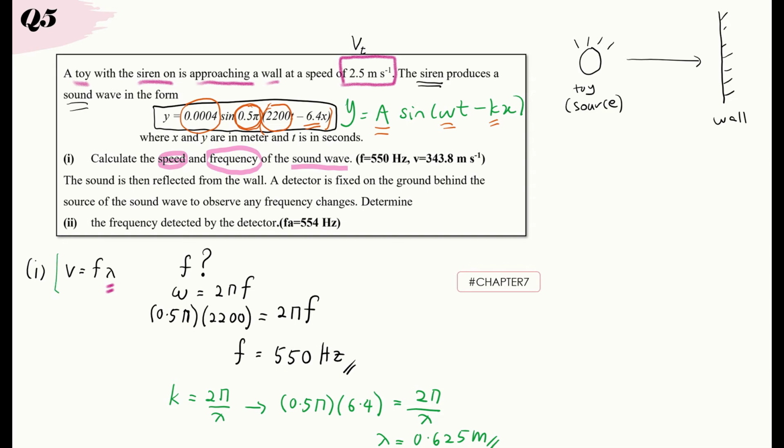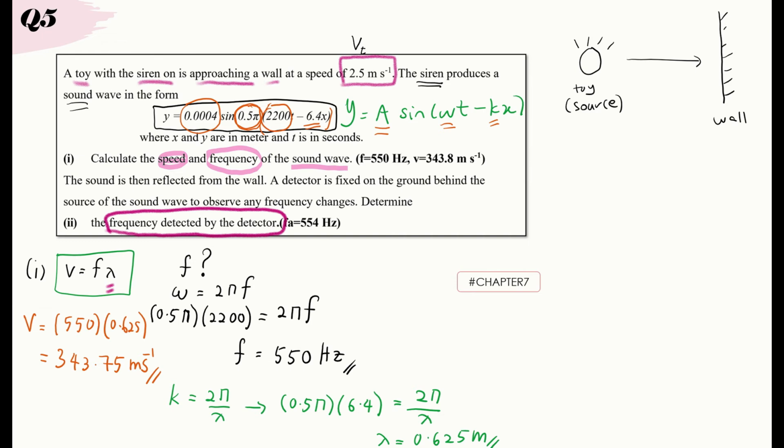And only after that we can find our velocity. So we go back to this equation. Then we have our velocity is equal to f, which is 550, times lambda, which is 0.625. Then your velocity is supposed to be 343.75 meter per second.